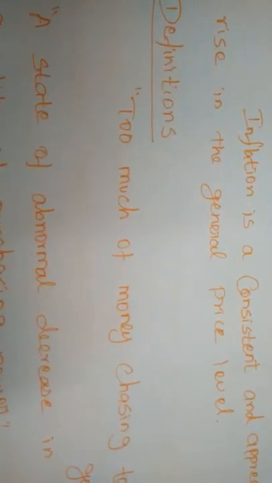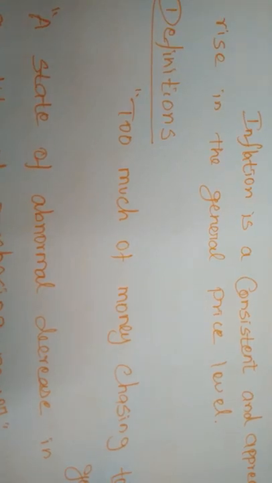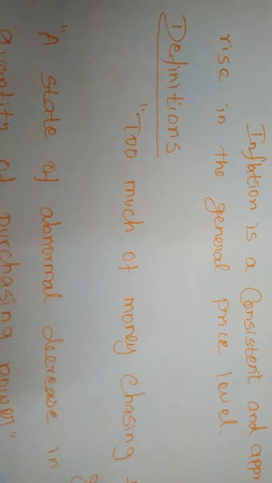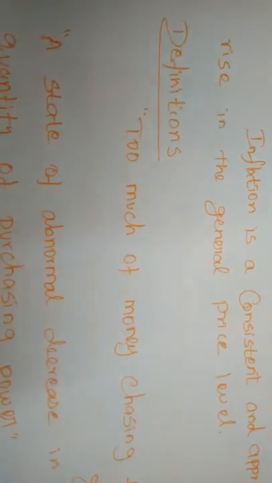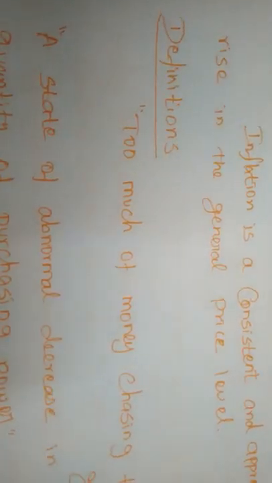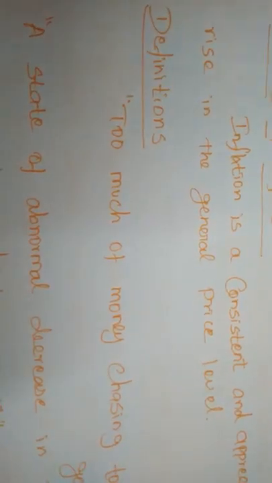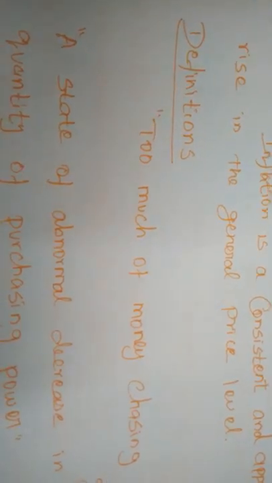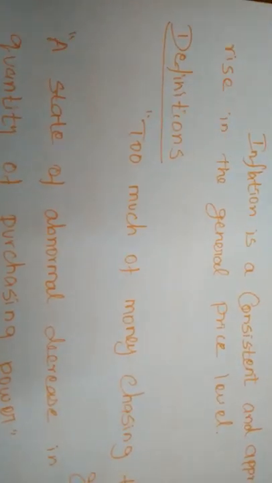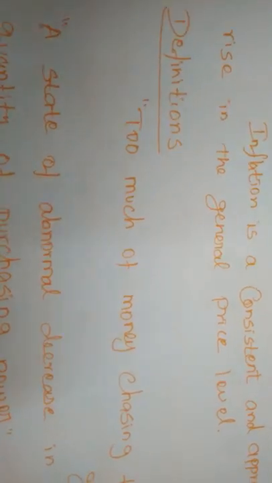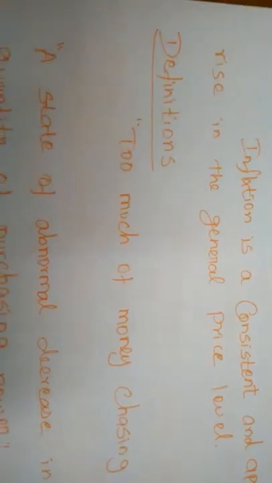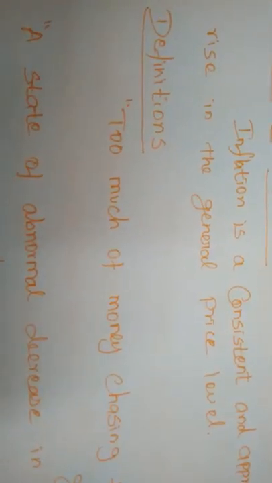Okay, for example, the price of a pen. Okay, the price of a pen is 10 rupees today, tomorrow 15 rupees, the day after tomorrow 20 rupees, and day by day the price of the pen is increased. If the price of the pen is increased to 100 rupees, that situation may be called an inflation situation. Okay, then every day you have to increase your pocket money. Every day you have to carry more money in your pocket for purchasing some amount of commodities.